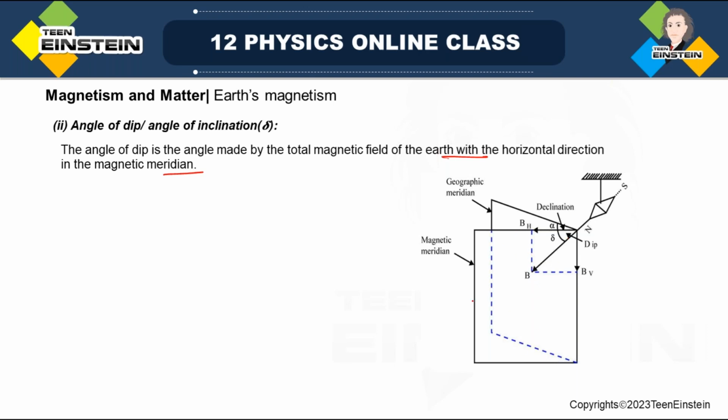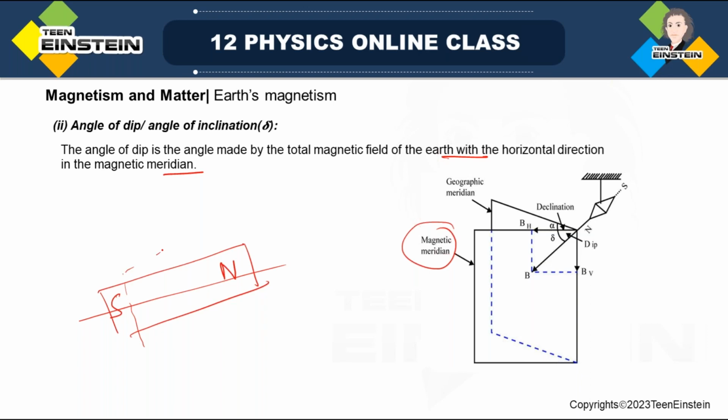See here, this is actually magnetic meridian. Magnetic meridian means, like if you have a bar magnet with north and south pole, I have already shown you, this is the magnetic axis. So the plane just passing through this.